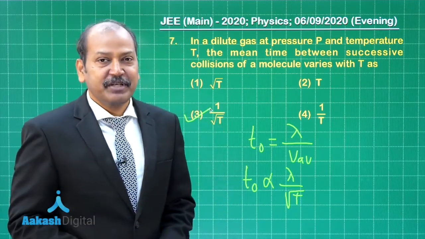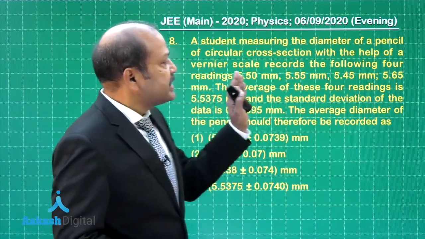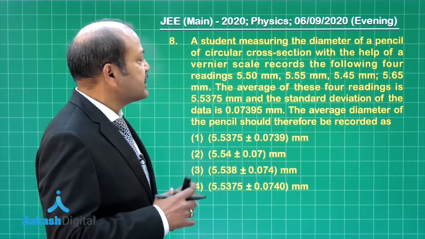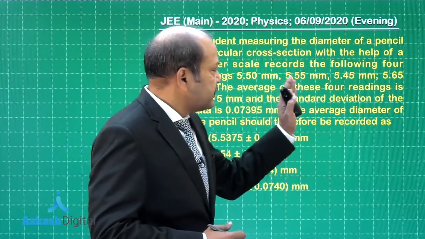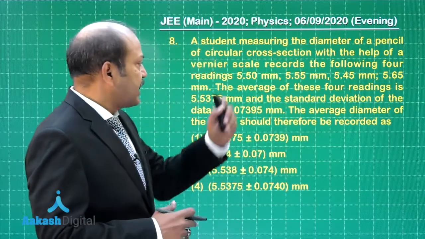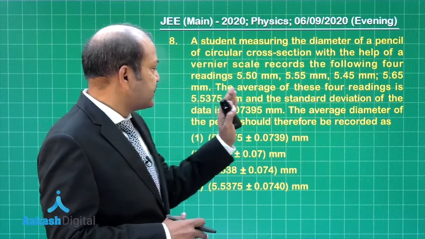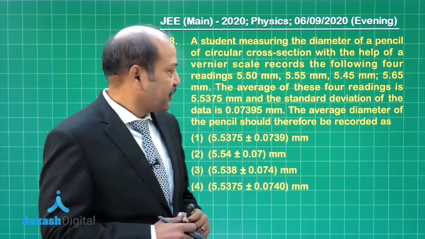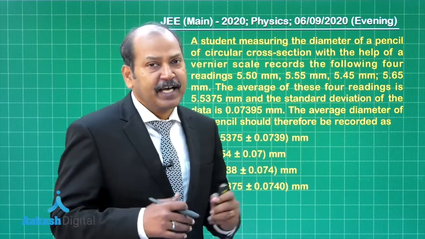Let us now go to question number 8. Question 8 says, a student measuring the diameter of a pencil of circular cross section with the help of a vernier scale records the following 4 readings: 5.50 millimeter, 5.55 millimeter, 5.45 millimeter and 5.65 millimeter. The average of these 4 readings is given as 5.5375 millimeter and the standard deviation is also mentioned. The average diameter of the pencil should therefore be recorded as.